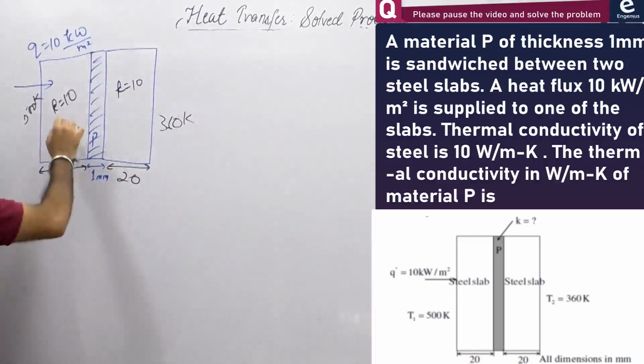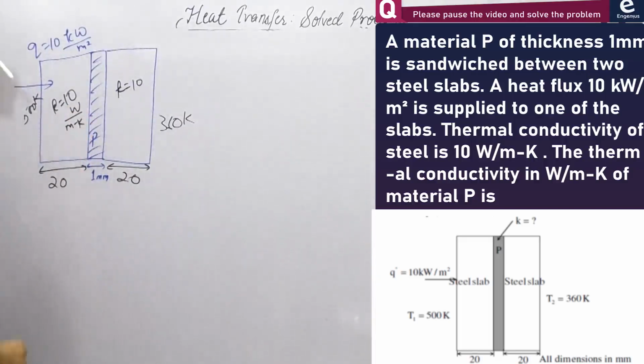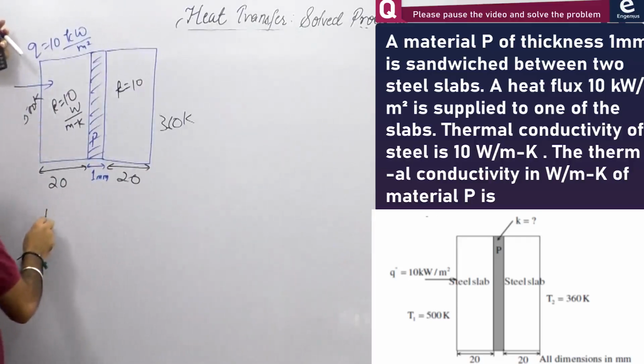What is the unit of K? K is watt per meter. यहाँ पे थोड़ा सा सावधान रहना, watt per meter per Kelvin. And these dimensions are in millimeters. So I have to find what? I have to find the value of K of P. Correct? So how to do that? There are various ways. Okay. You know, the surface temperatures are given, boundary temperatures of the slabs. Okay, they are given. So I can write that Q, which is 10 kilowatts.